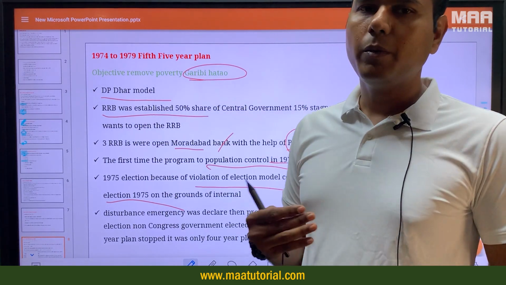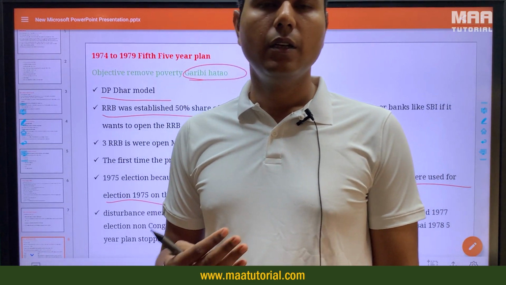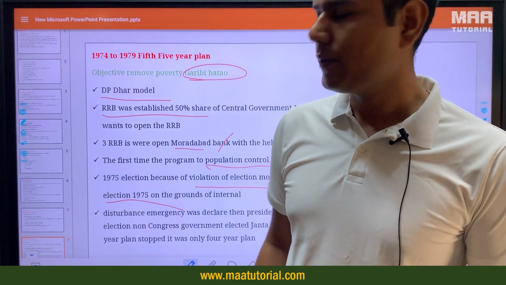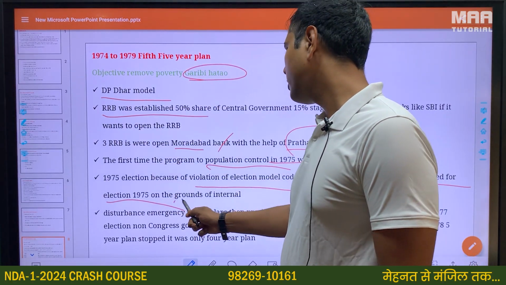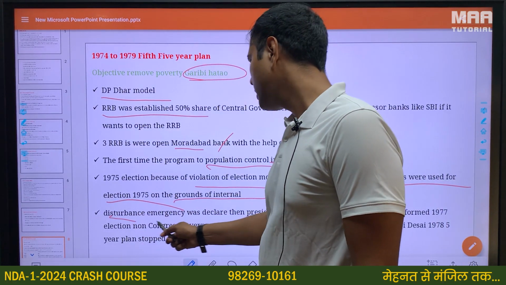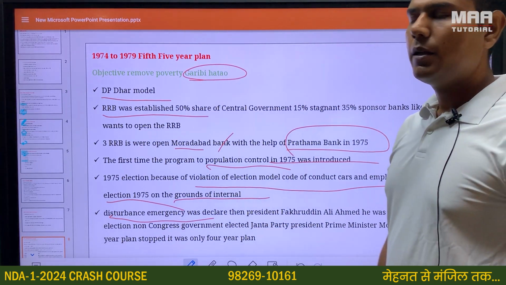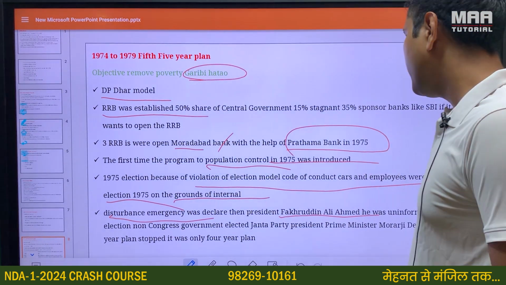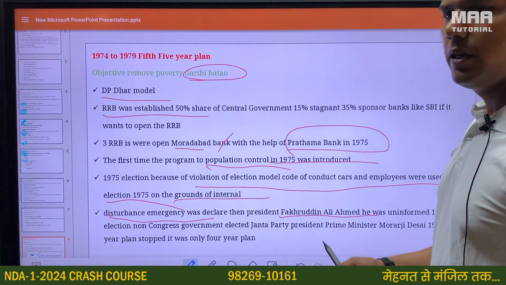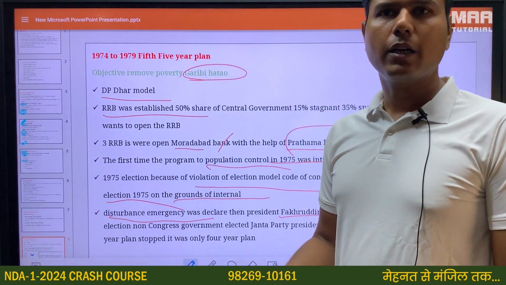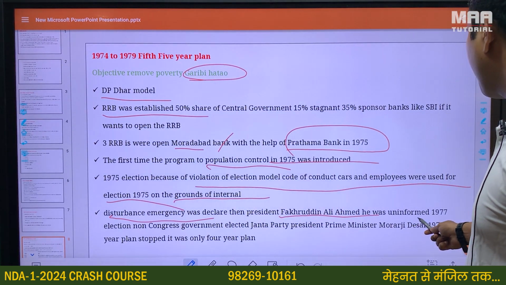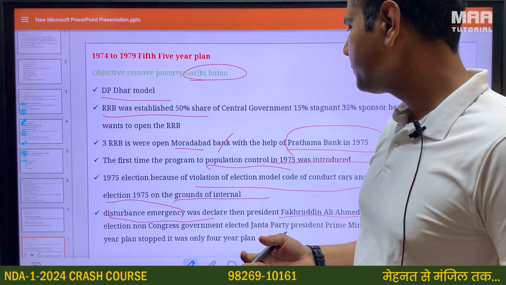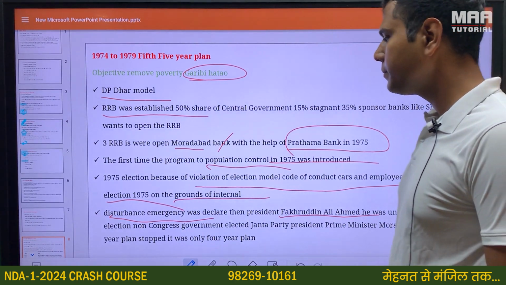Rather than accepting the judiciary's decision, Srimati Indira Gandhi decided that she would go for an emergency. She would implement an emergency in our country on the grounds of internal disturbances. Emergency was declared. President Fakhruddin Ali Ahmed signed on the paper, and hence emergency came into our country. It stayed for around 2 years, and then again an election took place in our country.